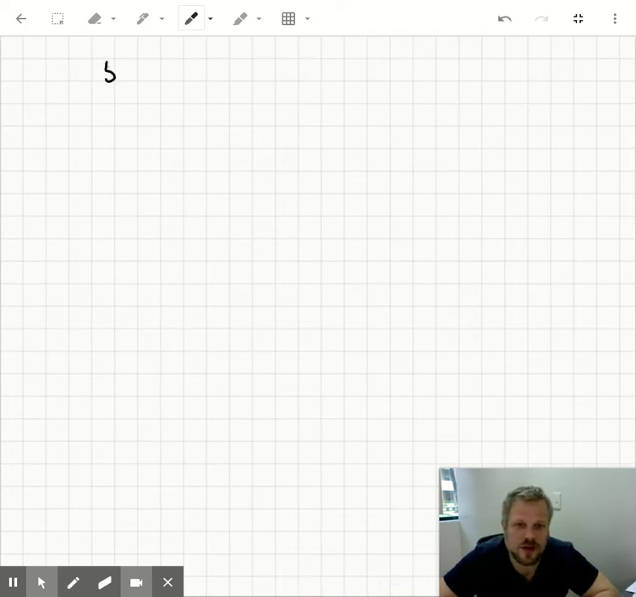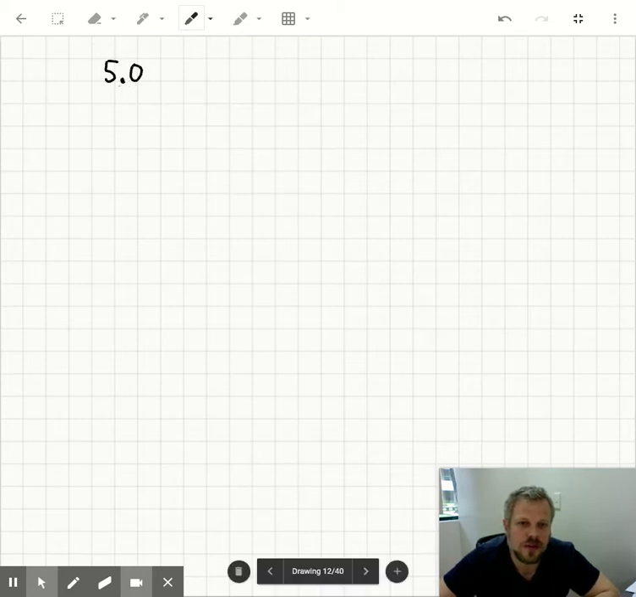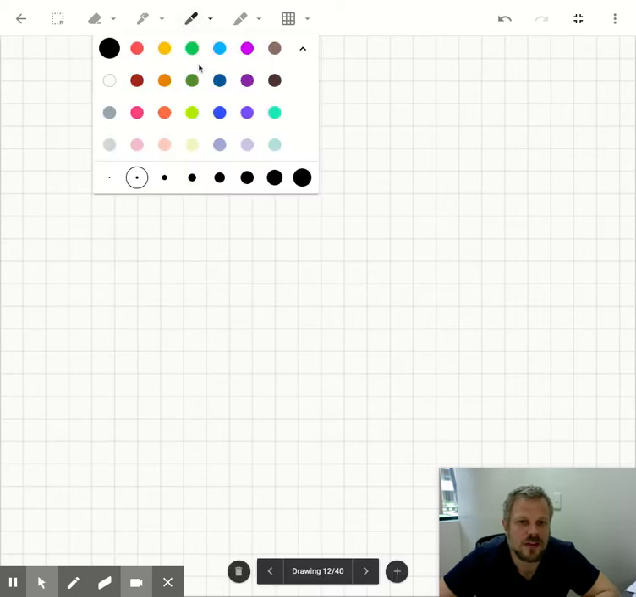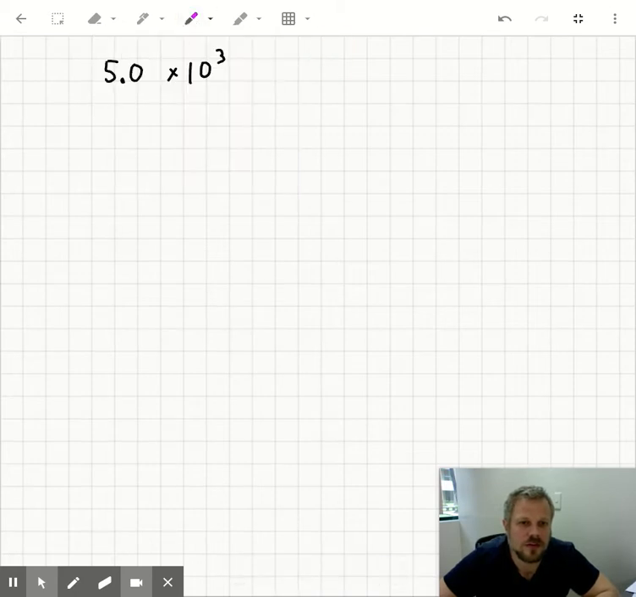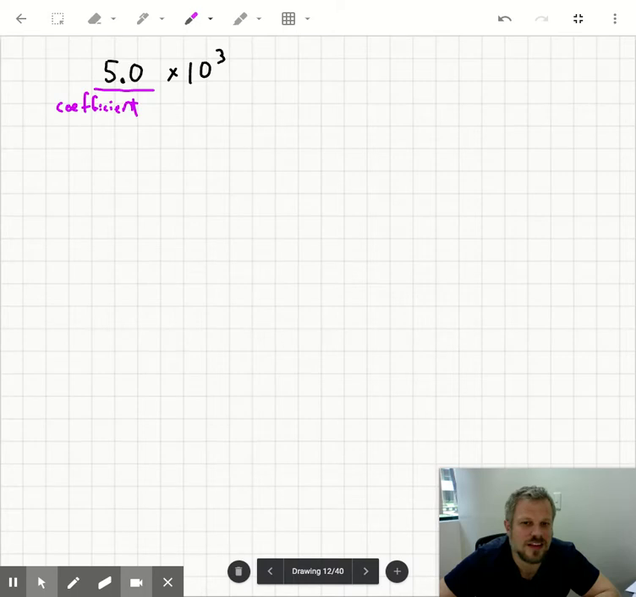So if I have something like 5, let's say 5.0, usually we have it to two significant figures, sometimes more than that, times 10 to the 3. We could also say that that's equal to, and this wouldn't be in scientific. Now we know this is in scientific notation because this number here is called the coefficient, right? This has to be less than 10, but 1 or more. 1 would be the smallest.